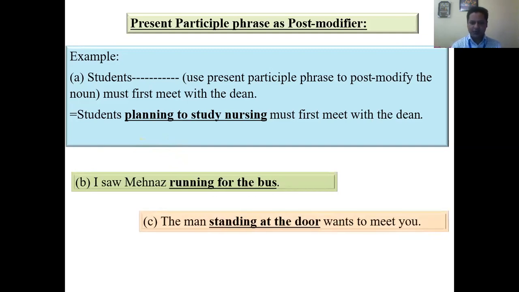I've given another example for you. The man, noun, standing at the door, wants to meet you. Standing at the door is a present participle phrase that starts with the present participle standing, sitting after the man, after the noun. Here it functions as a post-modifier.